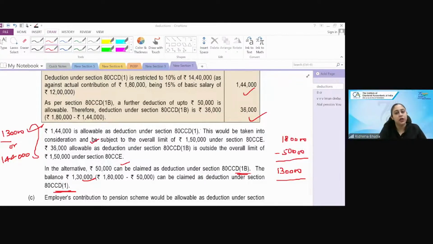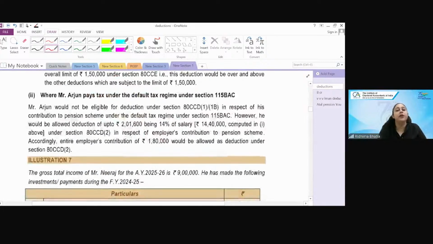Clear? Now, what if the person is still following 115 BAC? When a person is still following 115 BAC, the only deduction allowed is 80 CCD subsection 2. Salary में 180 तो contribution आ ही गया as perquisite, but 80 CCD subsection 2 में what will be allowed? 14% of salary or actual contribution.